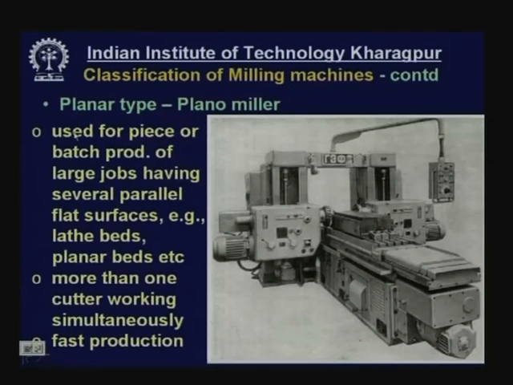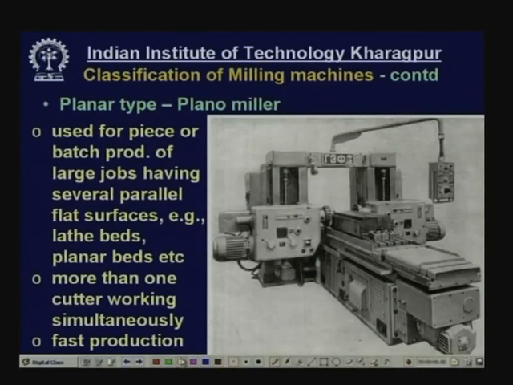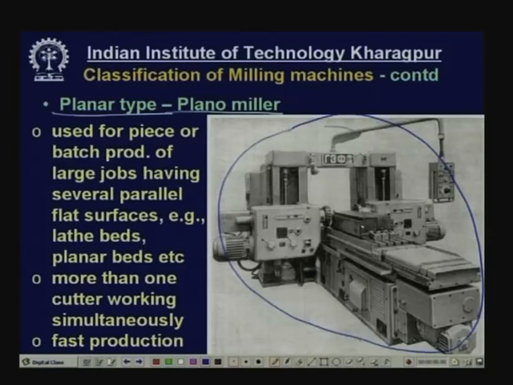Now, come to planer type. The plano miller, actually, is a very large machine, rather the largest milling machine of its kind. Basically, it looks like a planing machine. You see, these are the vertical rails, and there is maybe a horizontal rail, and this is the bed on which the table moves, on which the job is mounted.